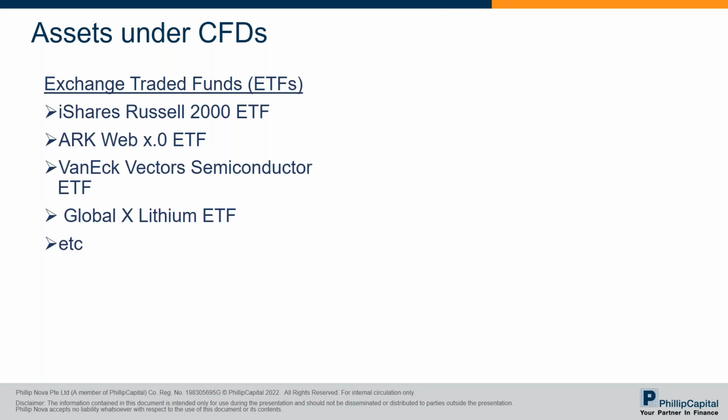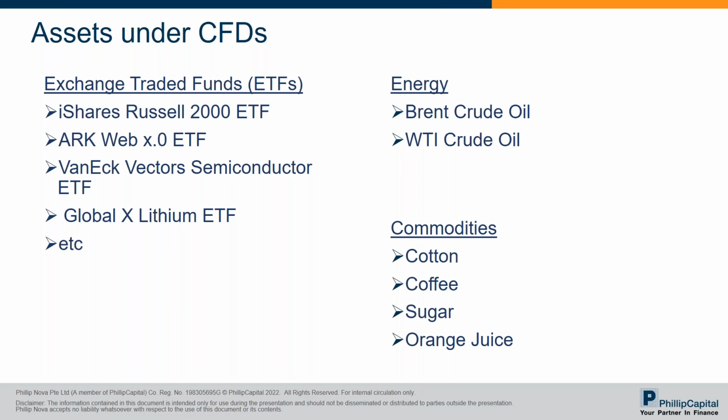Okay, so we also do have exchange traded funds. These are ETFs that cover a wide range of sectors. They can be from semiconductors, from batteries. It does cover a huge range of sectors. So if you're looking to, let's say, invest in ESG sectors, there are also ESG related ETFs that you can participate in. We also do have energy, which recently has been skyrocketing thanks to the Russian and Ukrainian war. We also do have commodities that you can trade. So these are a few popular asset classes under CFDs.